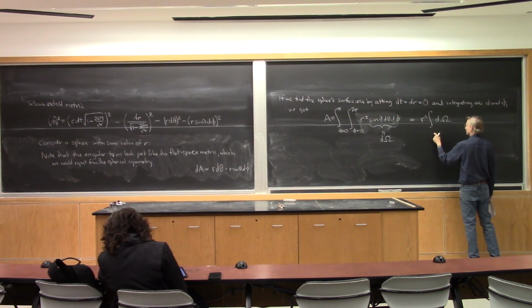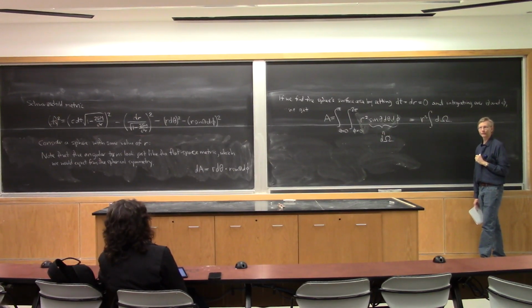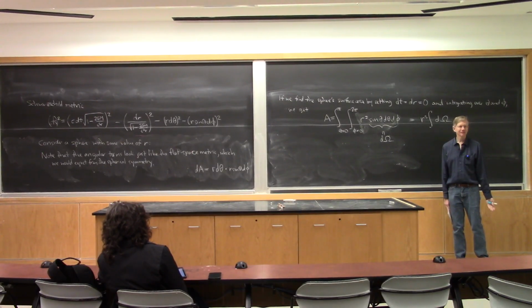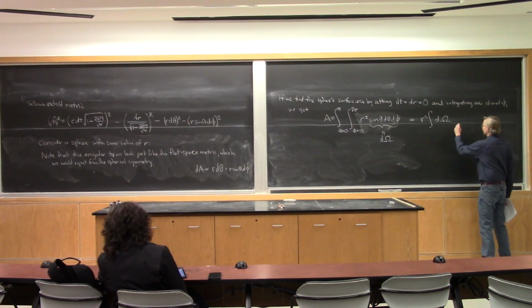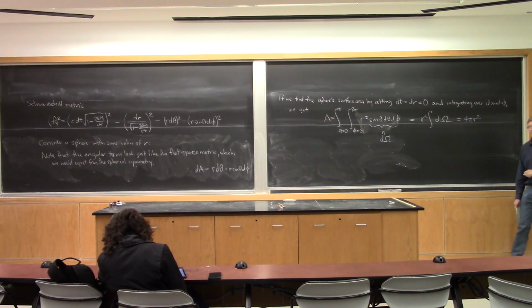In other words, it's r squared times the solid angle of a whole sphere. What's the solid angle of a whole sphere again? In other words, how many steradians in a sphere? 4 pi, right? This is 4 pi r squared. This is how you show that the area of a sphere is 4 pi r squared.